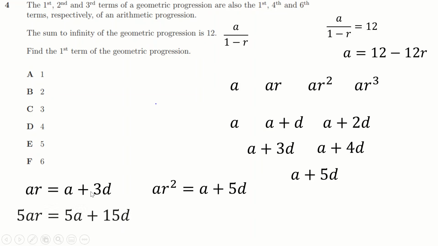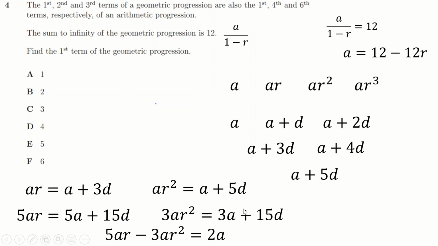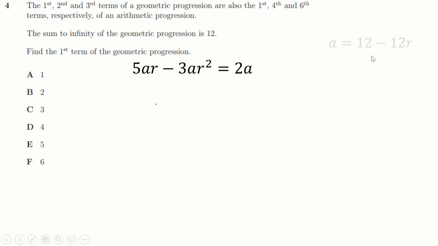If I times this by 5 and times this by 3, I can then imagine I stack this one on top of this one and take them away. I get on the left-hand side this take away that, and on the right-hand side I get this take away that, which is 2a, and this take away that, which is nothing. So there we go, I've eliminated d already, and now I'm going to work with this equation and this one. So that's a similar equation in two unknowns, a and r. Now I'm just going to rework this one into that. I hope you can see what I've done there.